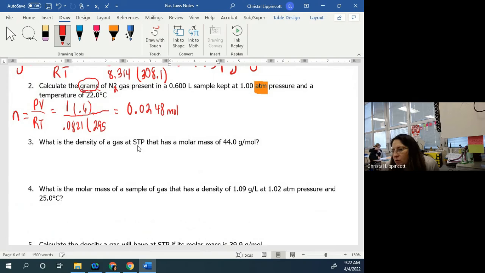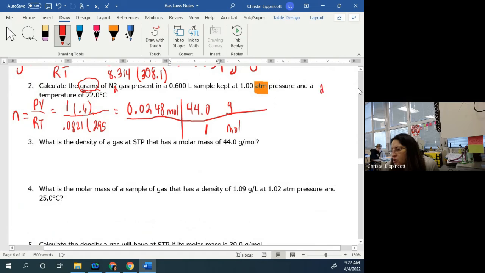So what do we do if we have moles and we want to get it into grams? Well, I'm going back to my lovely dimensional analysis. I'm going to get rid of moles and go into grams. For every 1 mole, I have 44.0 grams. Where did I get that from? Well, N2 is 2 times 14 for nitrogen. That equals 28. So where did I get 44?